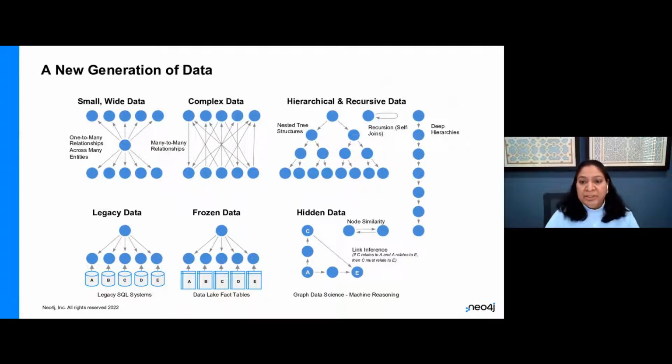Secondly, and more importantly, we have a new generation of data. And what do I mean by that? Data is no longer simple. It's complex. First of all, data does not live on its own. It's probably connected to other data somewhere via relationships. Data is also deeply hierarchical and nested, and many times it's hidden.